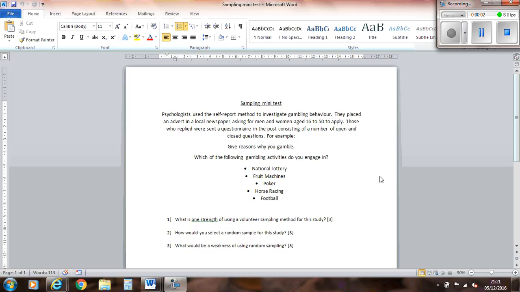Okay, I'm going to talk you through this sampling mini test because there was a bit of confusion from a few people. It says psychologists use the self-report method to investigate gambling behaviour. They placed an advert in a local newspaper asking for men and women aged 16 to 50 to apply. Those who replied were sent a questionnaire, and the post consisted of a number of open and closed questions.